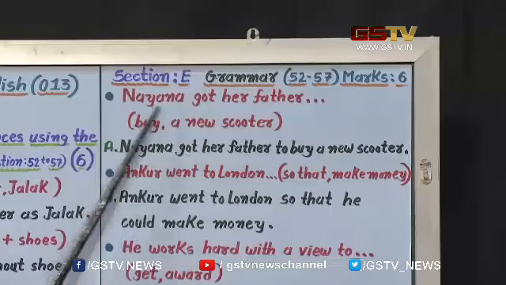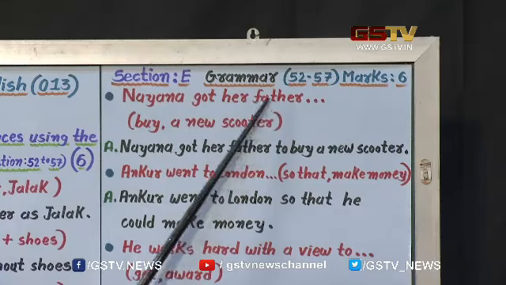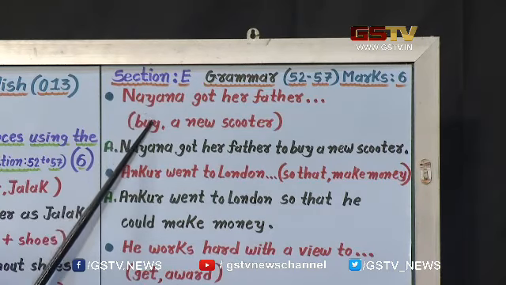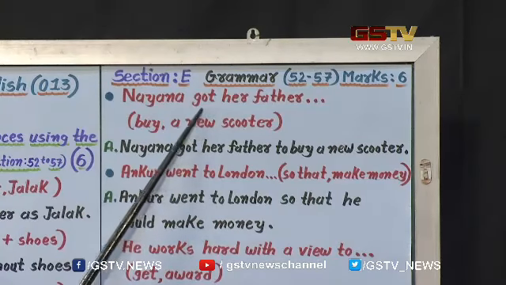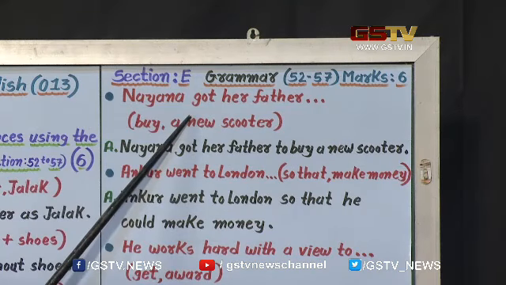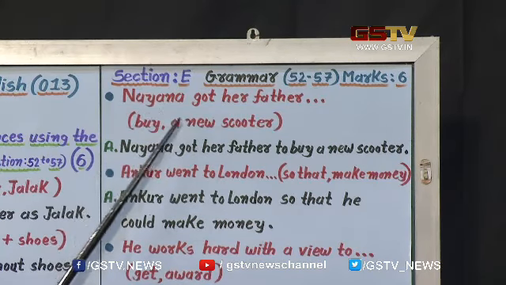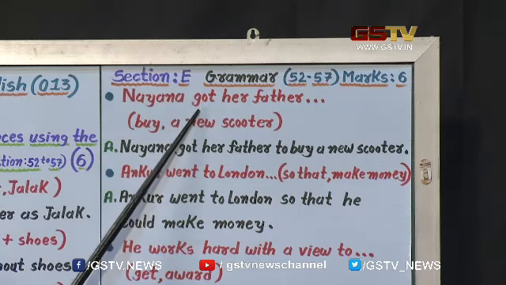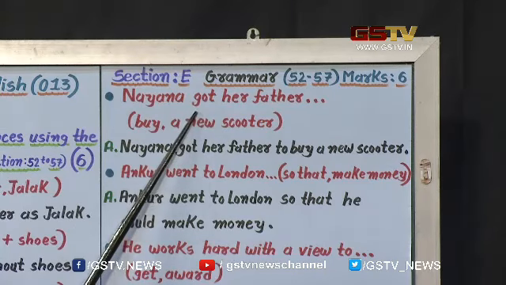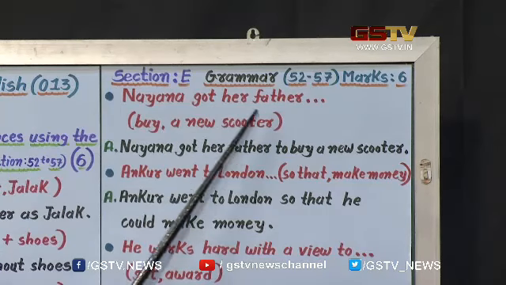Next, Naina got her father. Half of the sentence is given. Suppose that if it is in your question paper, how will you complete it? Naina got. See this got, it is the form of causative verb get, make and have. Got, get, make, have. Whether got is in past tense, present tense or future tense does not matter. What matters is how you will complete it.